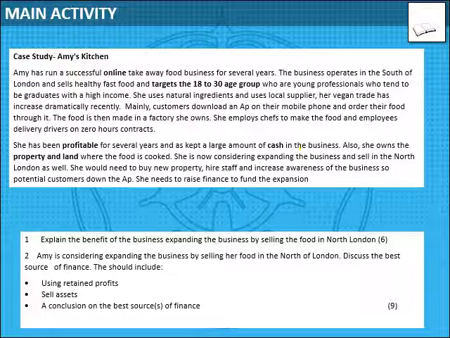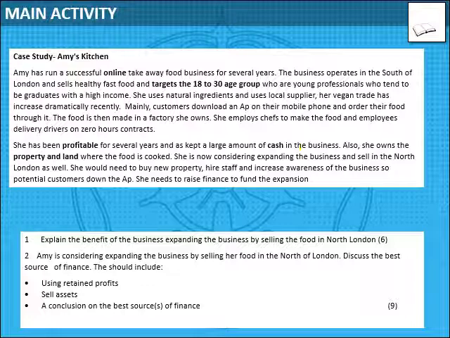Your second question is your typical 9-mark question. They're expanding the business. What is the best source of finance? Again, using the case study. So why is retained profit good? Why is it good in this context? Why is selling the assets good in this context? What clues are there in the case study for you to talk about that? And then your conclusion on the best source of finance.